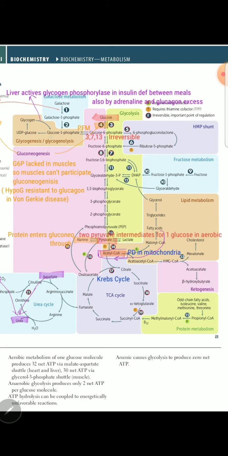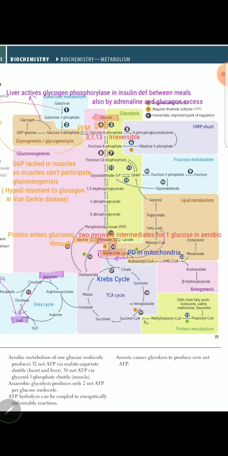So glycogen storage in body will increase, and glycogen is stored mostly in liver and muscles. And whenever there is not much insulin in the body, for example between meals, here liver activates glycogen phosphorylase in insulin deficiency. This is an MCQ between meals. So here is this enzyme. Glycogen will be converted into glucose 1 phosphate, that will go to glucose 6 phosphate, and ultimately glucose level will be increasing from glycogen.